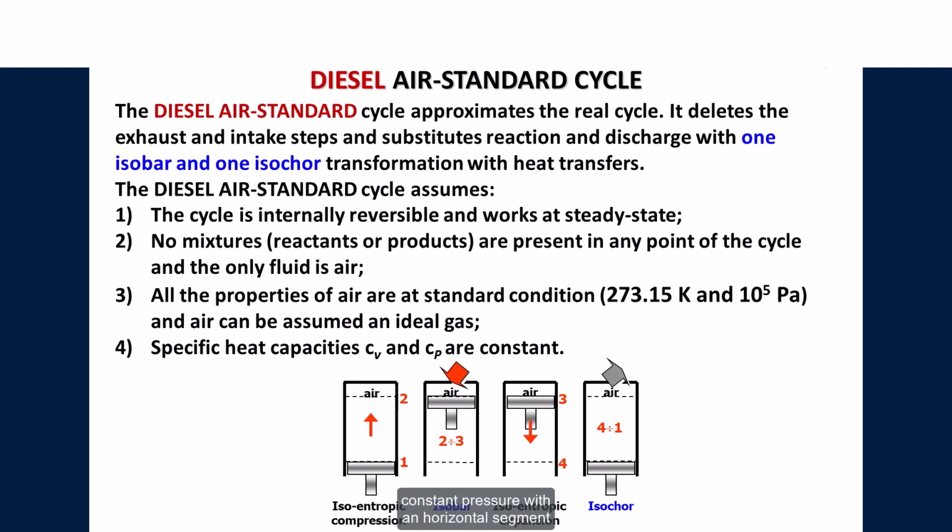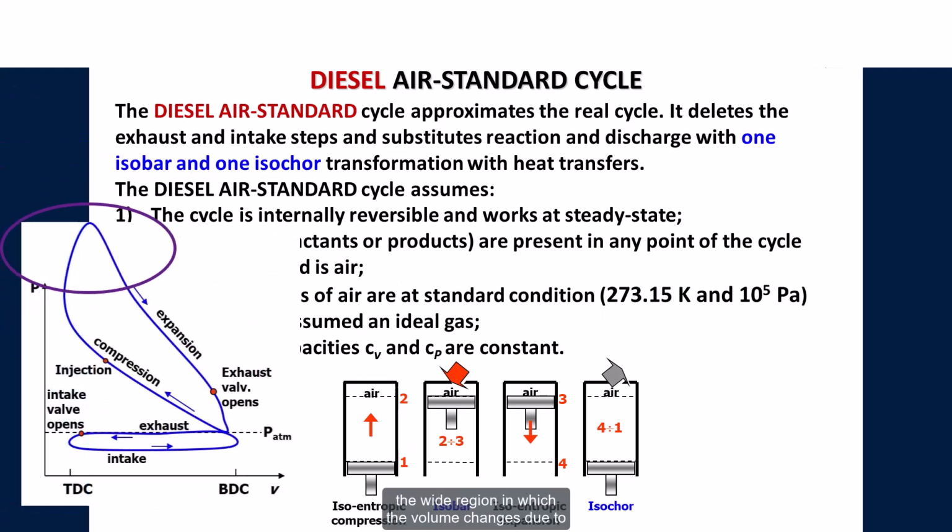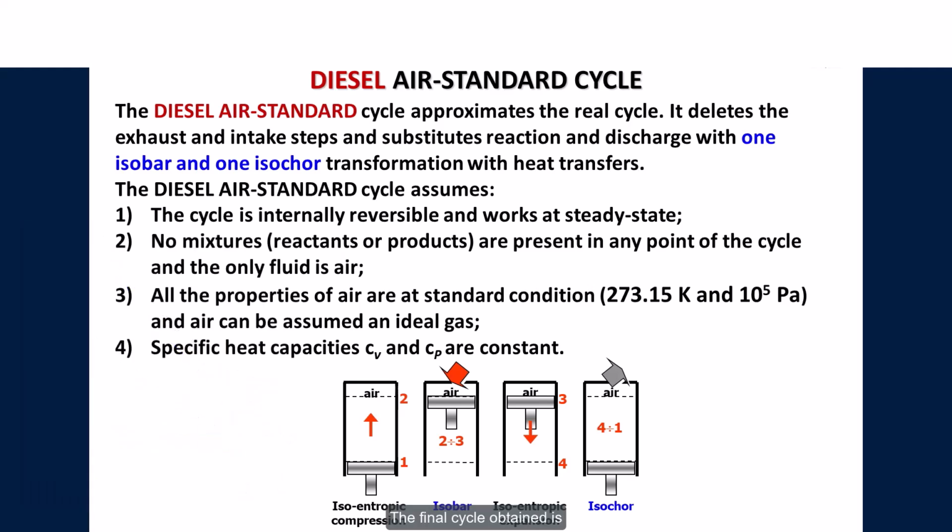Heating happens at constant pressure with a horizontal segment in the PV diagram. In the indicated diagram, at high pressures, the wide region in which the volume changes due to the combustion is approximated by a constant pressure transformation. The cooling happens instead at constant volume, like in the Otto cycle, since compression ignition and spark ignition engines behave alike at the pressure closer to ambient. The final cycle obtained is called the diesel Air-Standard cycle.